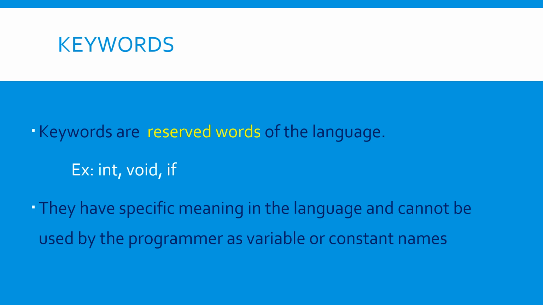What are keywords? Keywords are reserved words of the language. For example, int, void, if, etc. are reserved words. These reserved words should not be used for any other purpose other than what they are intended for in a user program, because they have a specific meaning in the language. So we have to understand that keywords are the reserved words. They should not be used for any other purpose in a program.